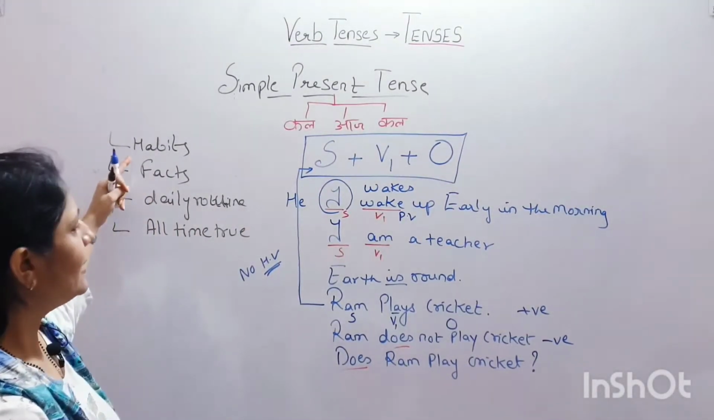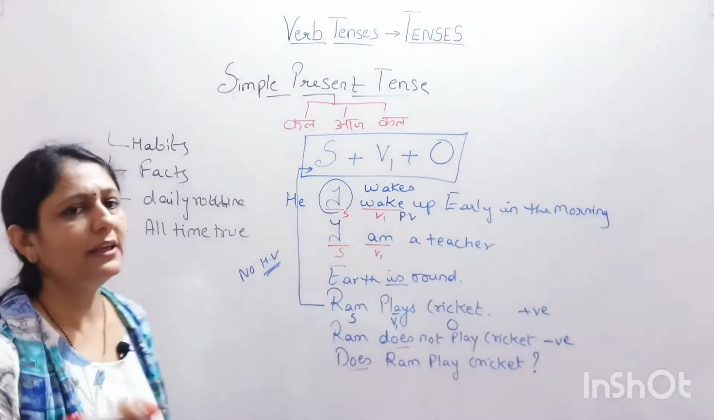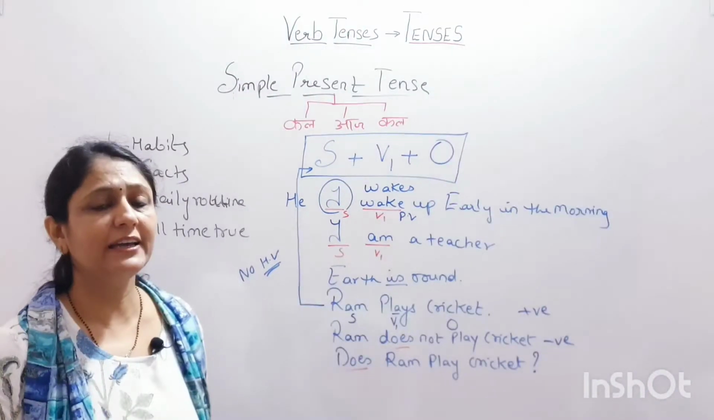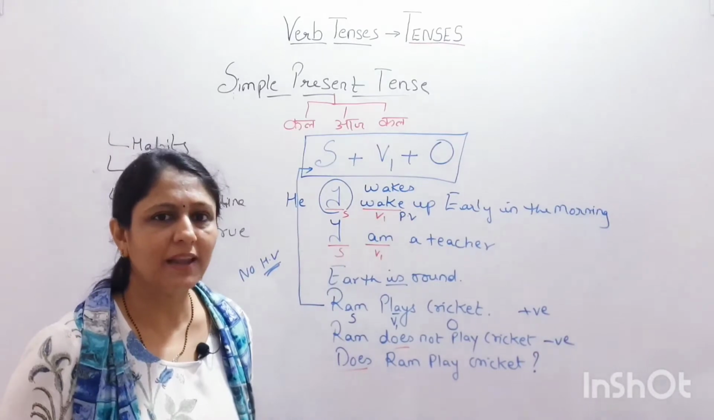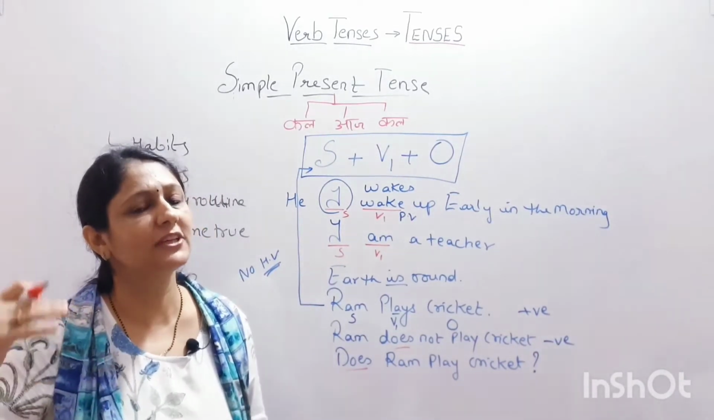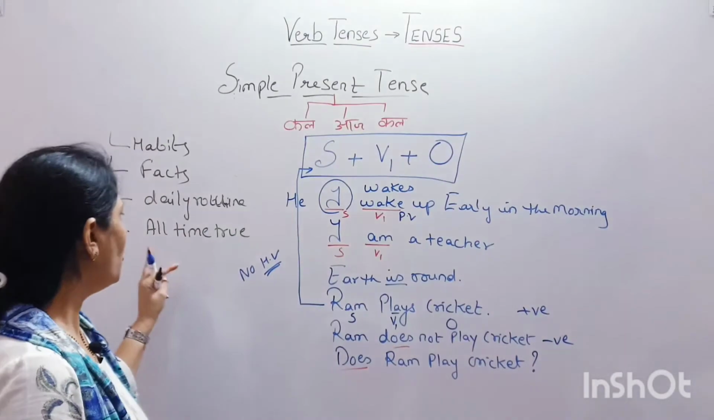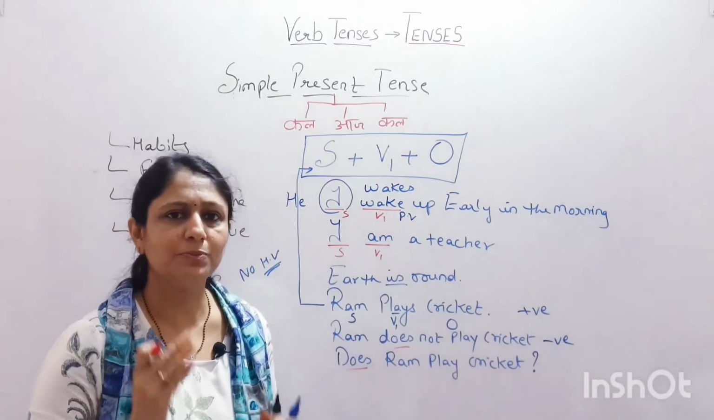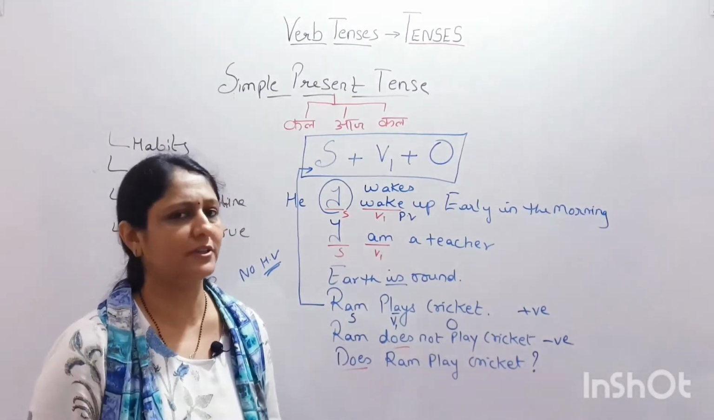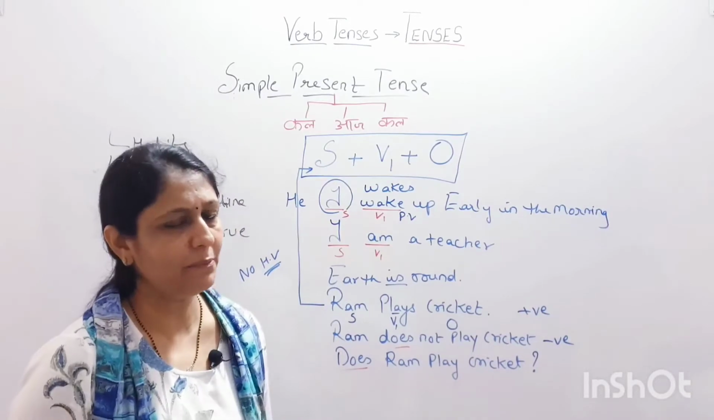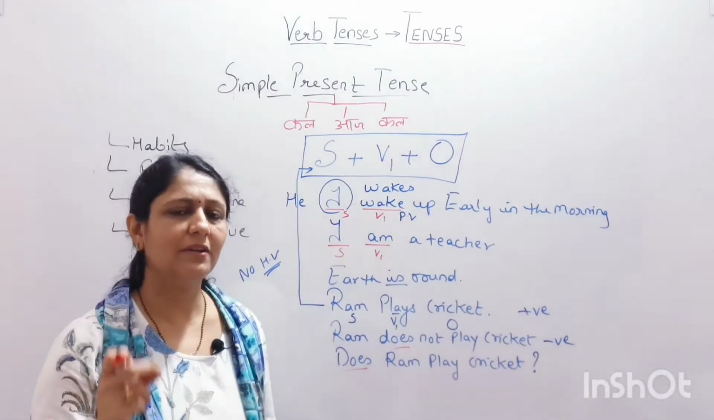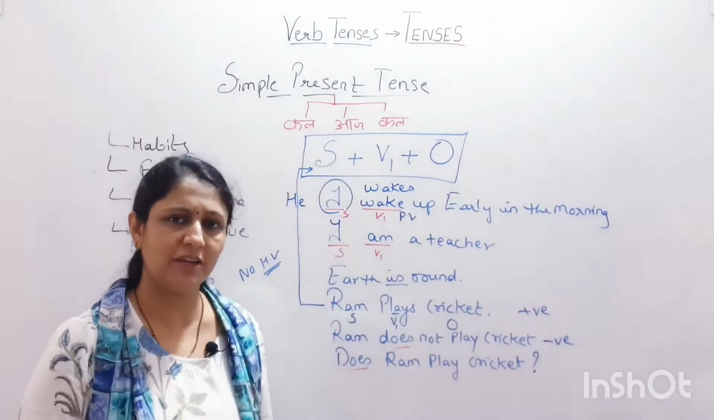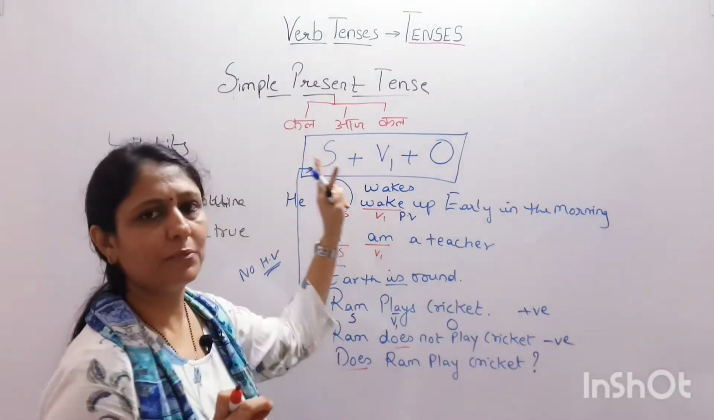So what did I say? Habit, facts, daily routine, like I wake up early in the morning. Fact, earth is round. Habit, I teach English, or it can also be I speak loudly, or Ram sleeps till late in the morning. That's his habit. Or all-time truths. For example, proverbs also come in this category because proverbs are always the same irrespective of the time. Let me give you an example. Silence is golden, whereas speech is silver. This is a very famous English proverb which comes under simple present tense.